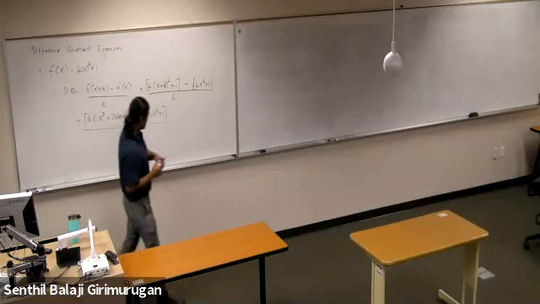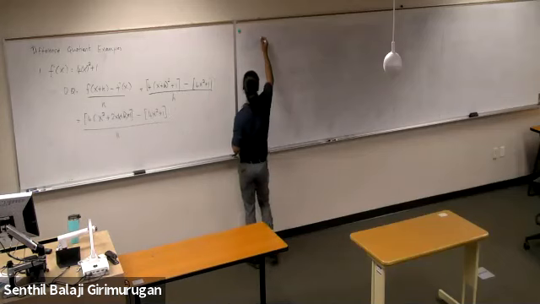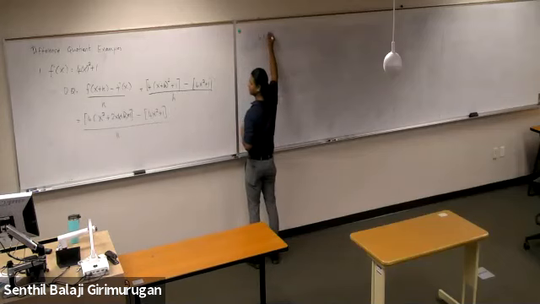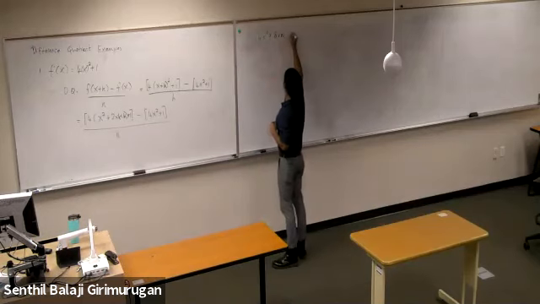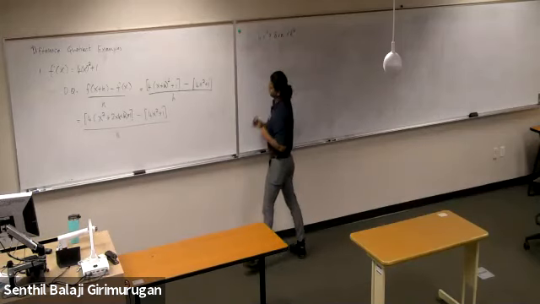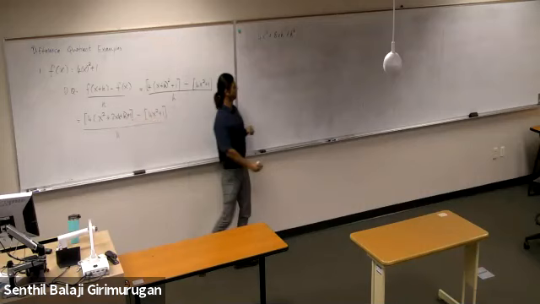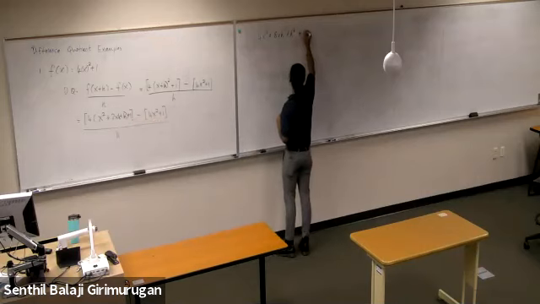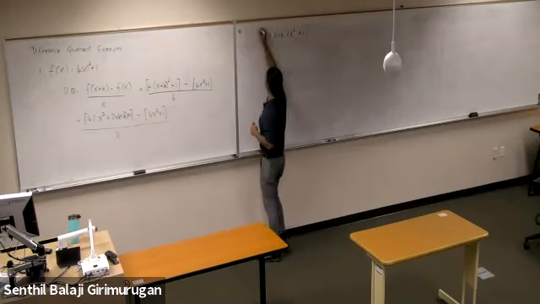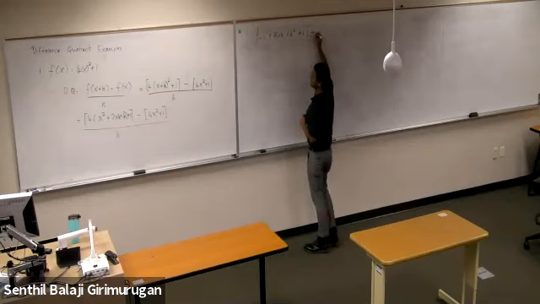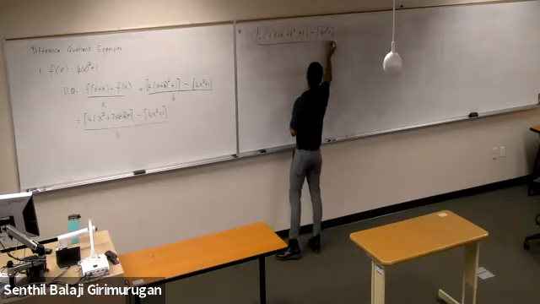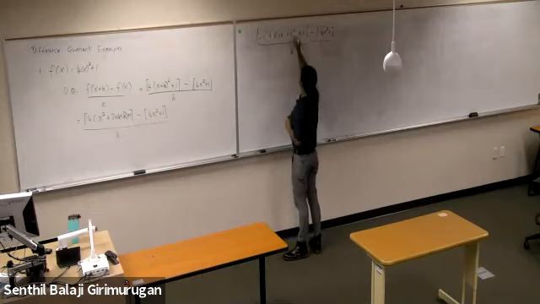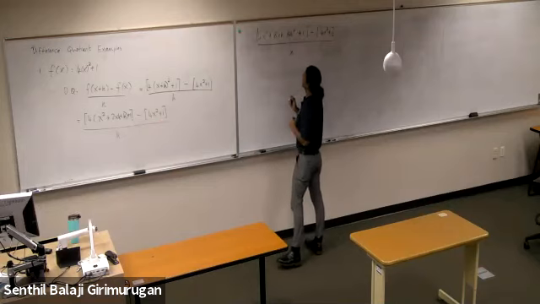So distribute, we will get 4x squared plus 8xh plus 4h squared. Don't forget that 1. So plus 1, minus 4x squared plus 1. Wouldn't it be 4h squared? Yeah. Thank you. Can't multiply.